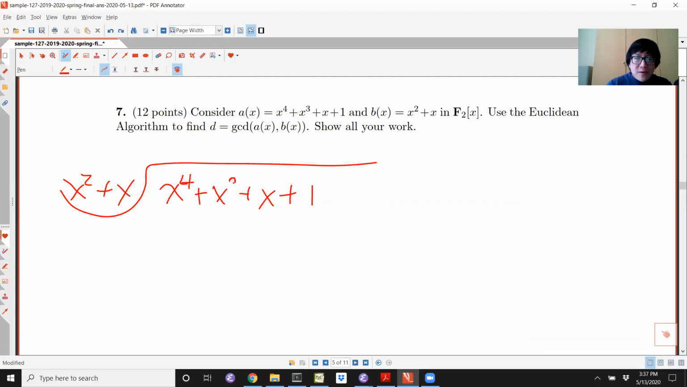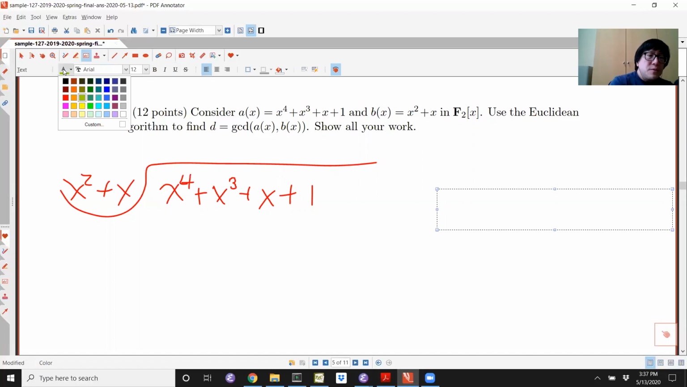Can I draw the number 3s? Oh, there we go. So x to the 4th plus x cubed plus x plus 1. All right. So what you do each time is that, remember, the old... Oops. I want this to be blue.